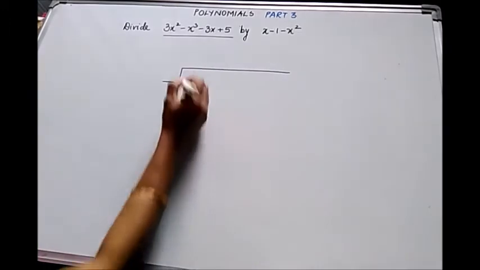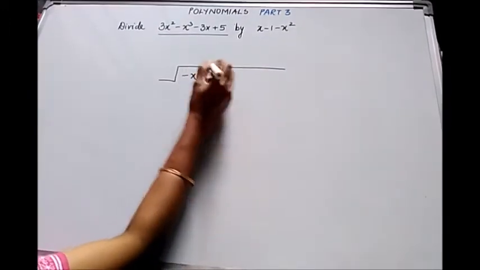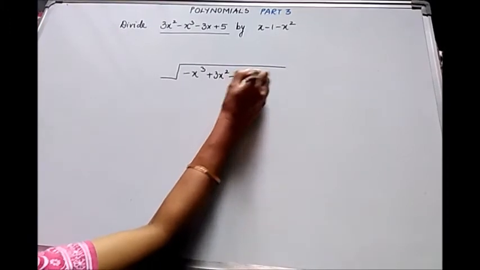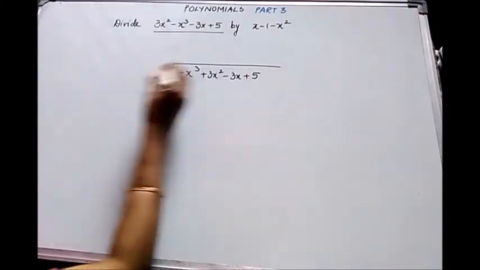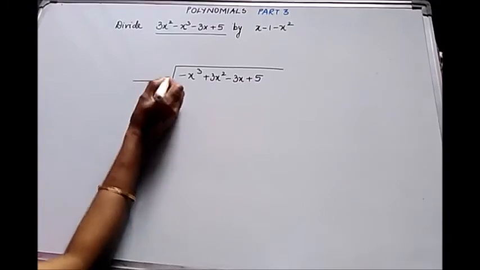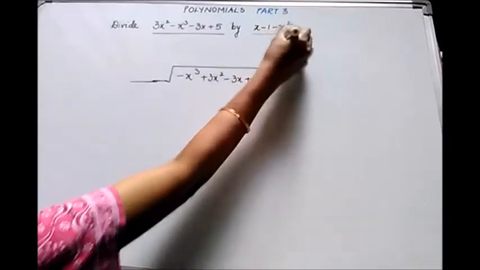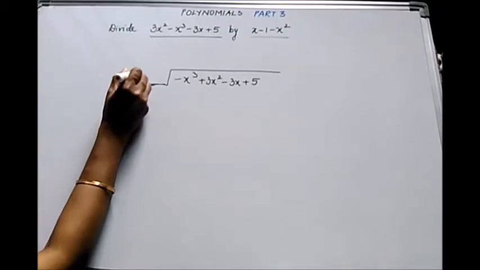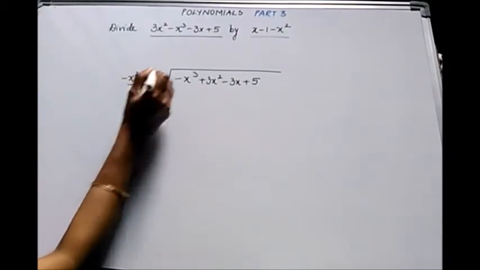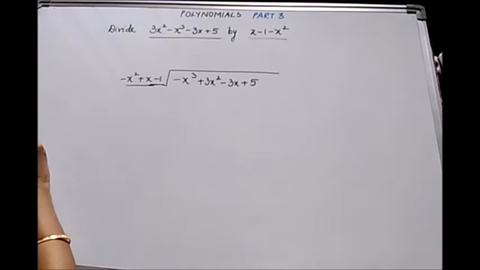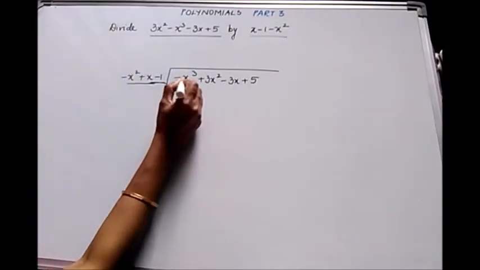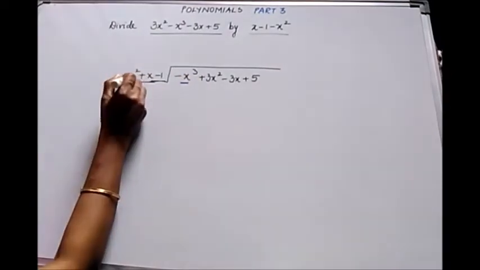First we write the term with the highest degree, that is minus x cube plus 3x square minus 3x plus 5. Same way we find the divisor is also not arranged in order. So let us arrange it in order. First the term with the highest degree, then x, and then minus 1. Now what we should do? We should take the term with the highest degree from the dividend and the divisor.